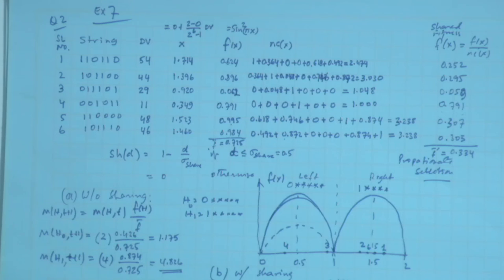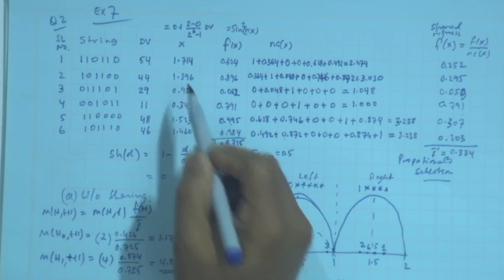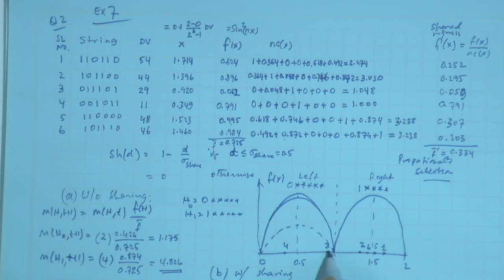Because the difference is probably, what is the difference between 3 and 2? It is within this niche. So 3's niche is 2, yeah. So 3 is affecting 2, okay? And 2 is also affecting 3 a little bit.